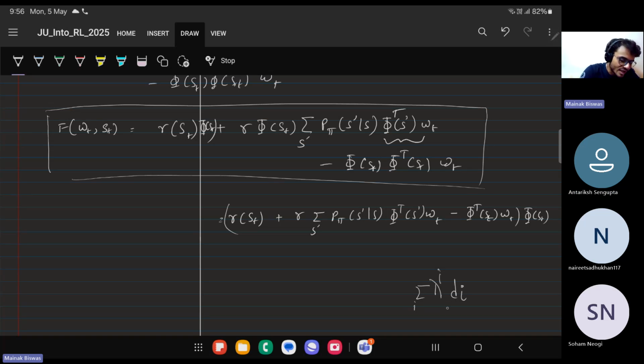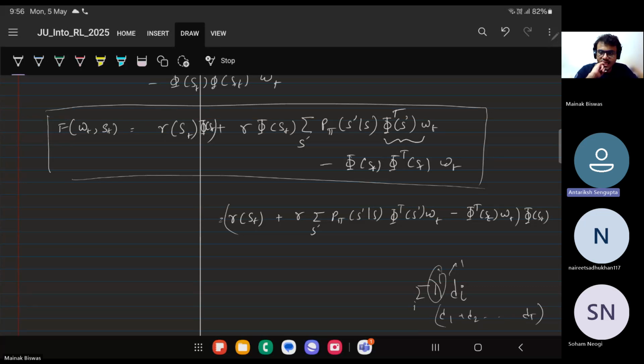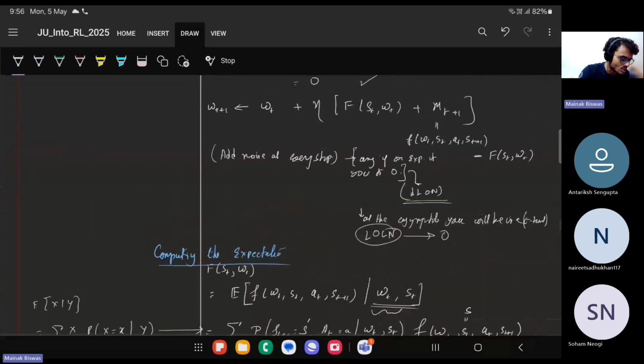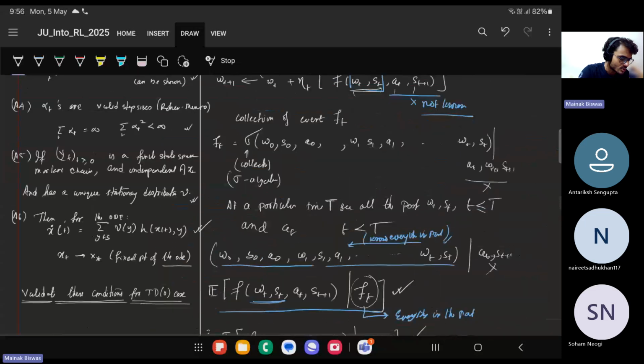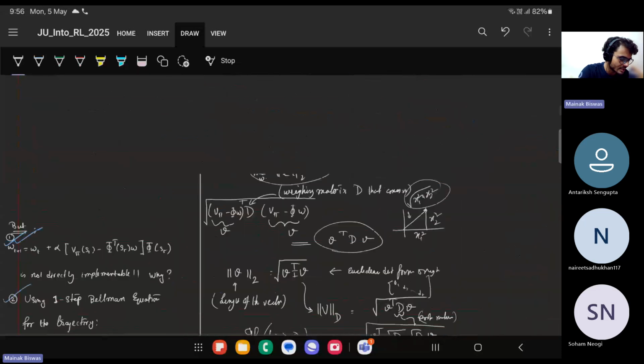TD1 means lambda just goes to 1, and this is d1 plus d2 and all the way to dt, correct? Yeah, TD1 if I take all the differences. So if you do gradient descent, it would mean that you are going to take a summation of. So in gradient descent, we have already done the gradient descent.